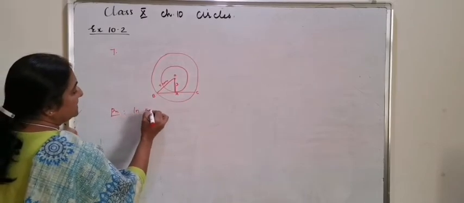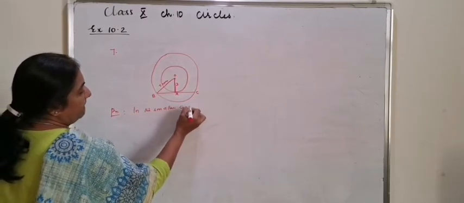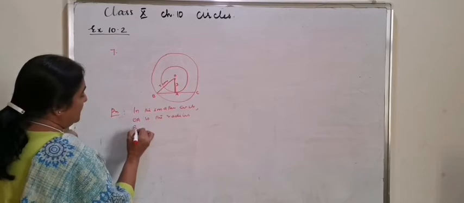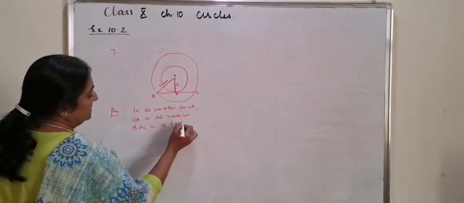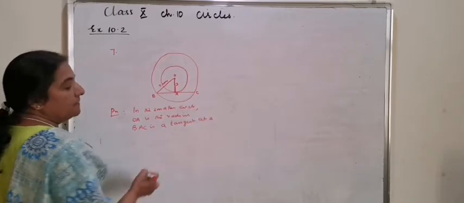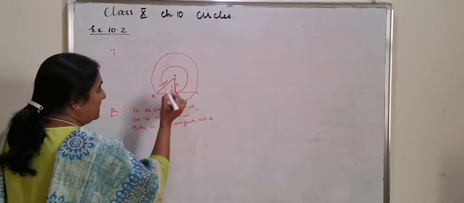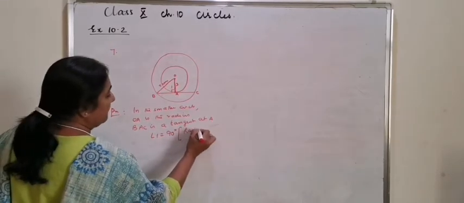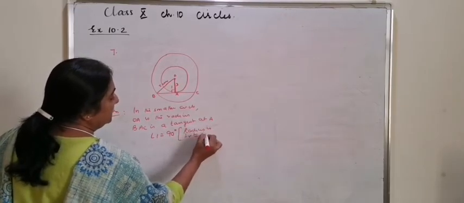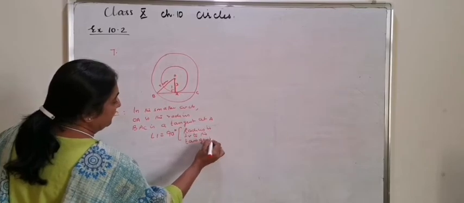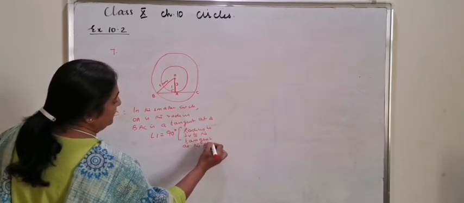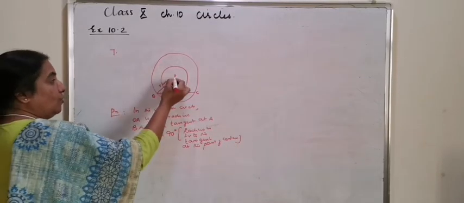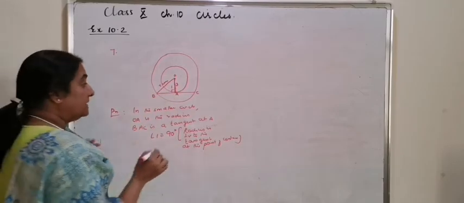So, in the smaller circle, OA is the radius, BAC is a tangent at A. Immediately angle 1 is equal to 90 degree by the first theorem: the radius is perpendicular to the tangent at the point of contact. Triangle OAB is a right triangle.